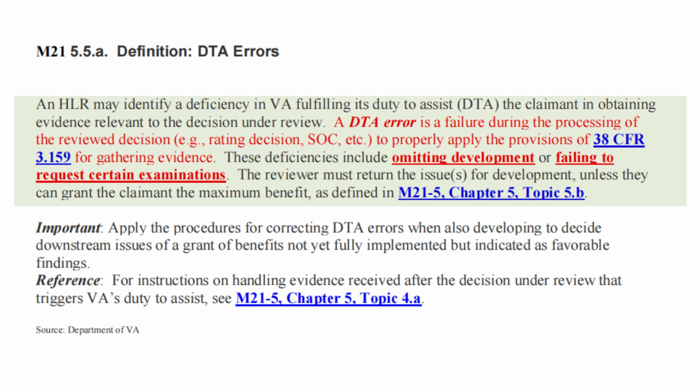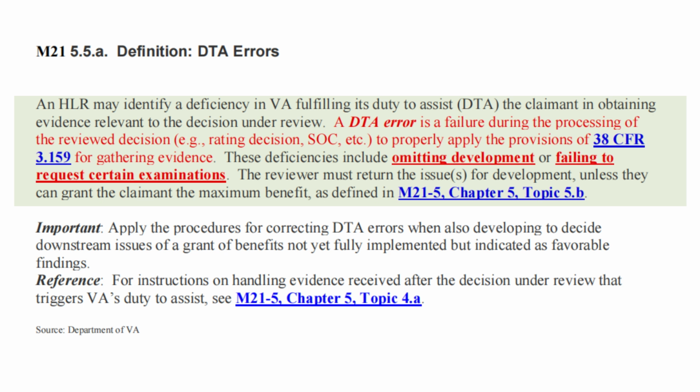HLR, which is, we know, high-level review, may identify a deficiency in VA fulfilling its duty to assist the claimant in obtaining evidence relevant to the decision under review. Now, a DTA error is a failure during the process of the review decision, meaning the initial rating decision that you receive, to properly apply provisions of 38 CFR 3.159 for gathering evidence. And we're going to cover parts of 38 CFR 3.159 in the next slide.